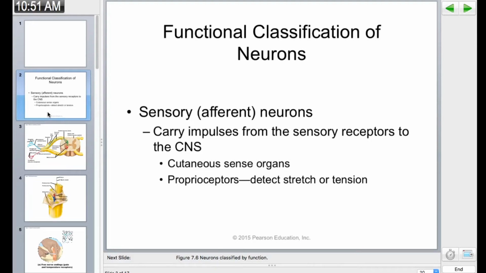Right, so we have looked at the players within the nervous system itself. We've looked at the glial cells. We know that there's nerves there. Let's move on and look at the classifications of the nerves themselves. There's three different functional classifications of neurons.